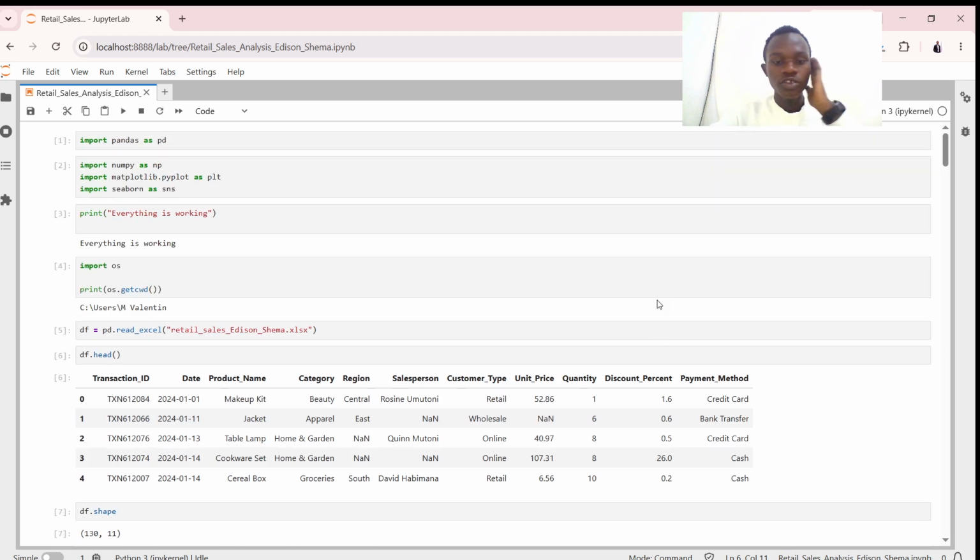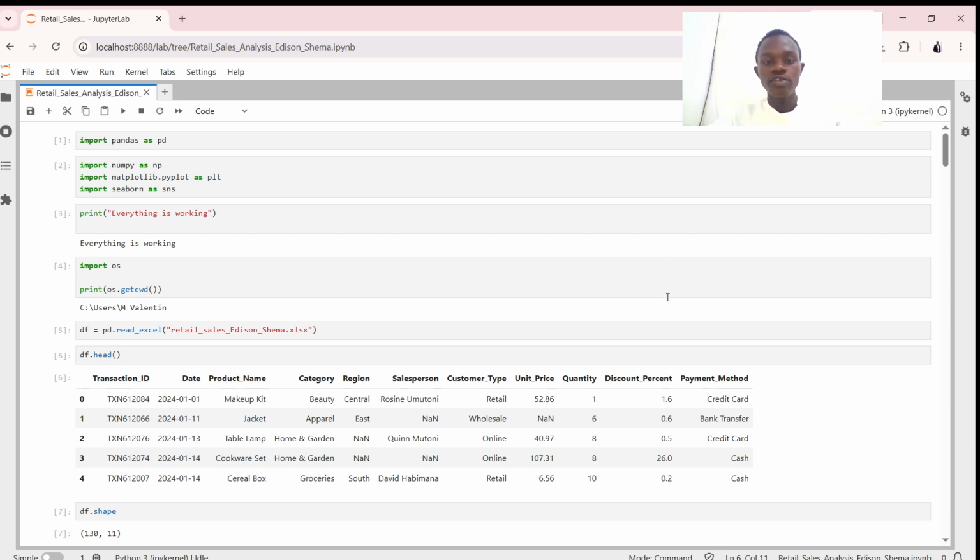For those who don't know what Jupyter Notebook is, I can recommend you come to Kepler College. I started by importing the libraries: pandas, NumPy, Matplotlib's PyPlot, and Seaborn, libraries that are very essential to do business analytics.